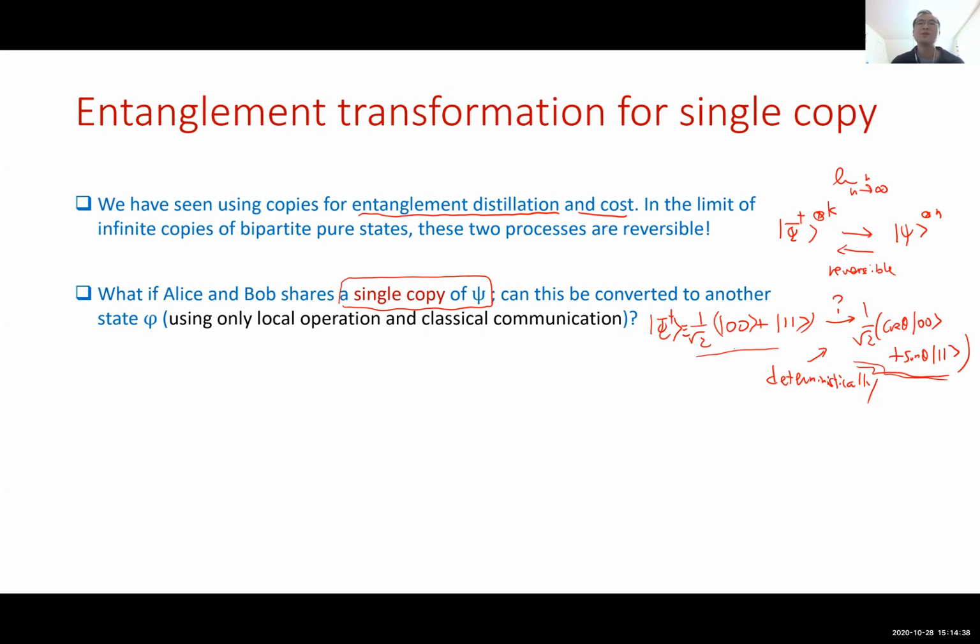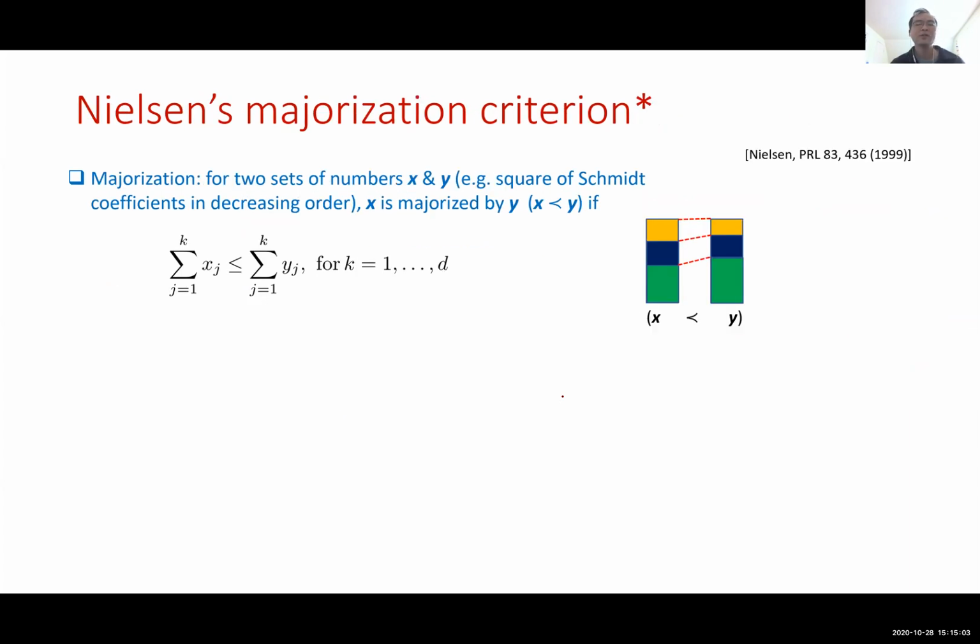There is a criterion. Let me first show the picture. This is what I want. I want to ask more generally: I have a state psi and I want to go to phi. Is this possible? That's the general question. And there is a criterion that uses something called majorization. Nielsen invented this criterion, and majorization was already known in mathematics.